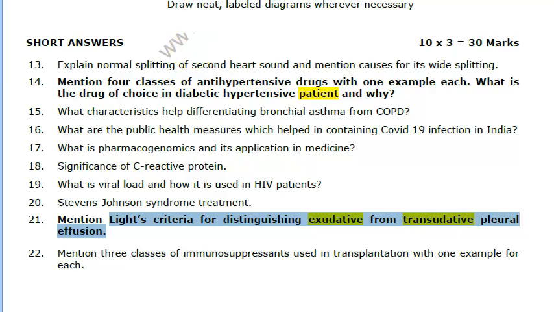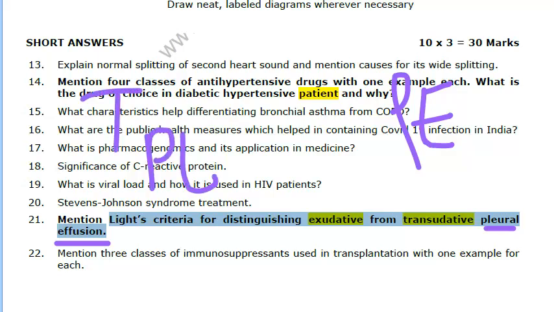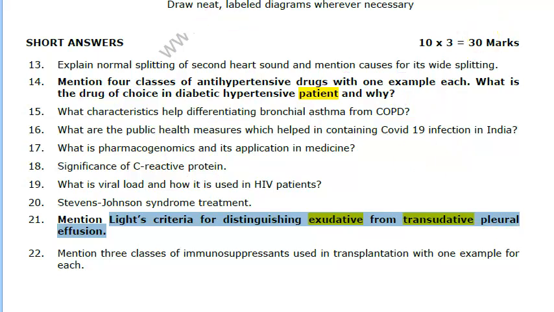So guys, look at this question here. Mention Light's criteria for distinguishing exudative from transudative pleural effusion. First thing you have to understand is that the question is on pleural effusion, and they are asking you to distinguish between two types of pleural effusion, that is transudative pleural effusion and exudative pleural effusion. How? By using Light's criteria. So let us get into it.